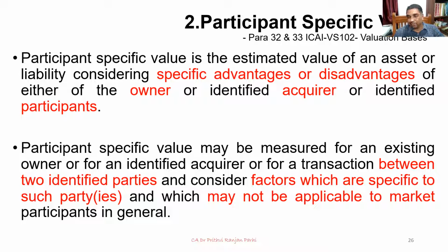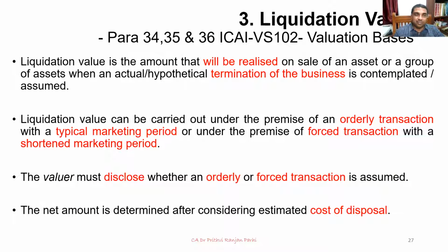For example, the example I gave earlier, if there is a house adjacent to my building, I get some specific advantages of acquiring that house. So I may select my valuation base as participant specific. Because in this transaction, the seller and acquirer are participating, there is a specific advantage to that. But it's not available to the general market player. So in market value, those advantages and disadvantages will not be considered. But some specific advantage is there to a specific buyer, identified parties, that will be considered under this value base, participant specific value. Okay, the third valuation base is liquidation value.